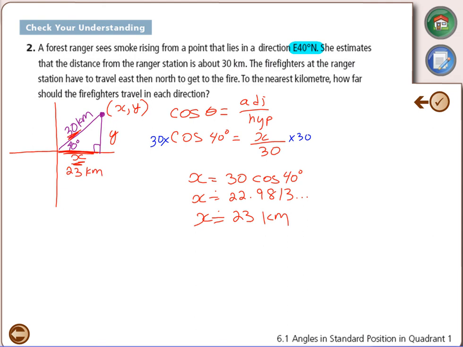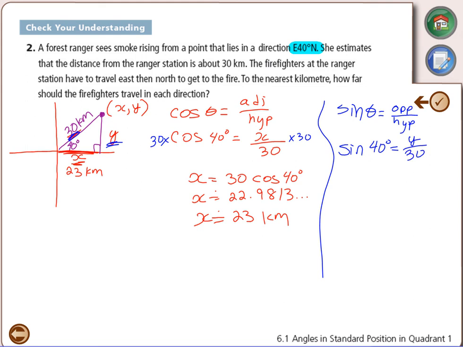Now our y value. We're going to do exactly the same thing, but this time we're going to use the opposite and the hypotenuse. That's sine. Sine theta equals the opposite over hypotenuse. So we've got our opposite, which is the y. Let's go plug it in. Sine of 40 degrees equals y over 30 kilometers. Multiply our 30 up and over. That cancels off. We get left with y equals 30 sine of 40, or you could have used r sine theta.